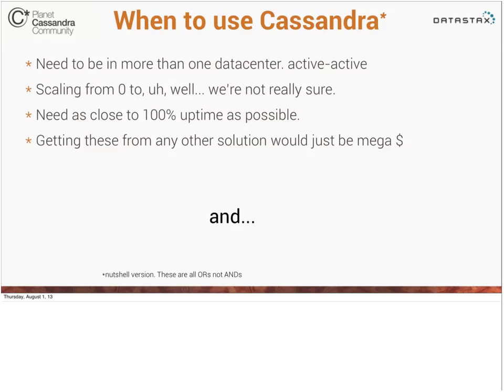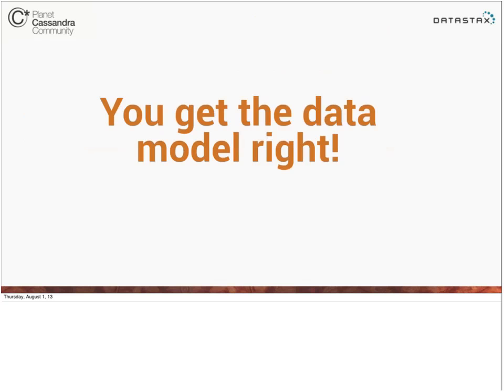I put a little asterisk on these. There's a lot of ors and ands in this. These are all ors and not ands, so it doesn't have to be that all of these are true. There are caveats on everything, but this is a pretty good list. So you have to get the data model right, and that's why you're here. Data model is everything, because it directly expresses the way you want to use Cassandra. That's how we're expressing it: I'm using Cassandra this way, here's how I'm going to use it.